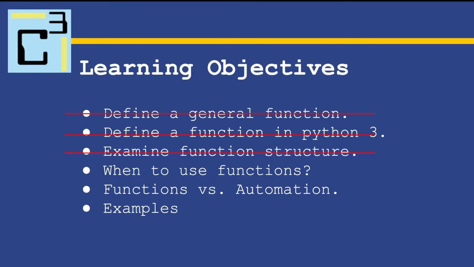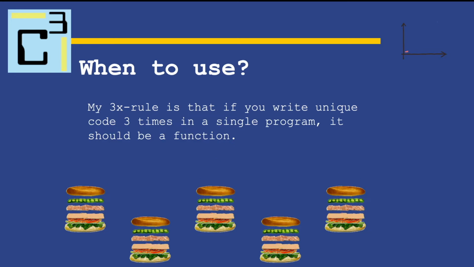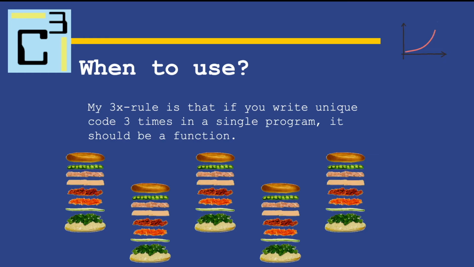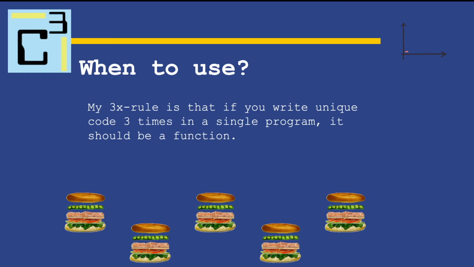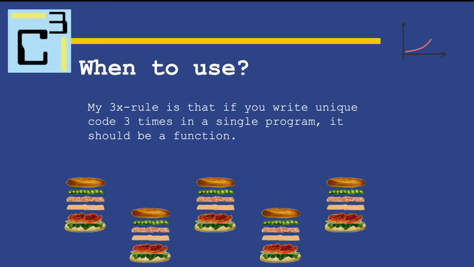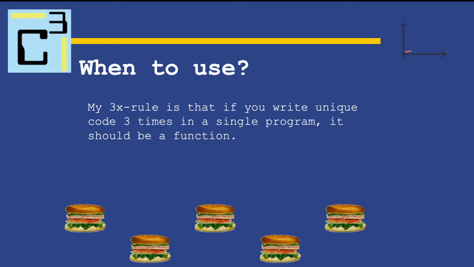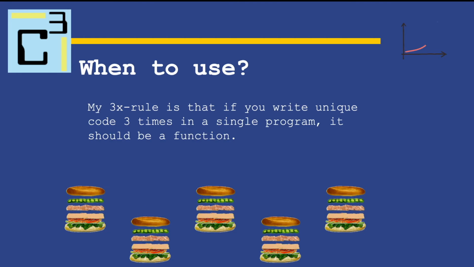Great. Now that you somewhat understand what a function is and you have seen a function, on the slides, you've seen the syntax, and we've seen it run, let's talk about when do we make functions. I have a 3 times rule. My 3 times rule is that if you ever write unique code 3 times in a single program, it should be a function, okay? So I always use this sandwich explanation. I don't know why, but I always say this sandwich thing.